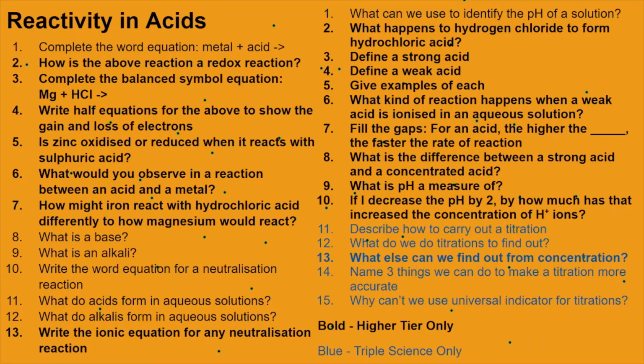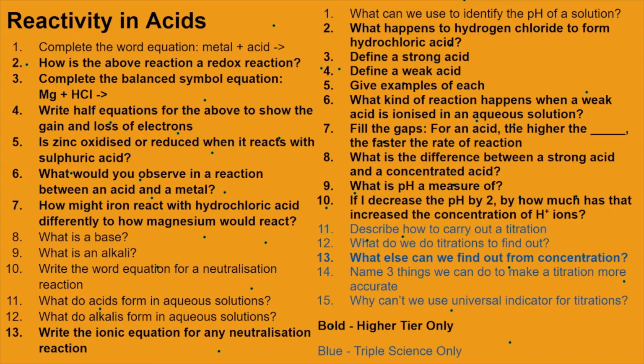So we have our set amount of alkali in our conical flask. We're going to add an indicator. We get on to why we can't use a universal indicator for titrations in question 15. We add methyl orange, which I think is a good indicator to use for titrations because it shows the difference between an acid and an alkali easily. And then we fill our burette to the top.